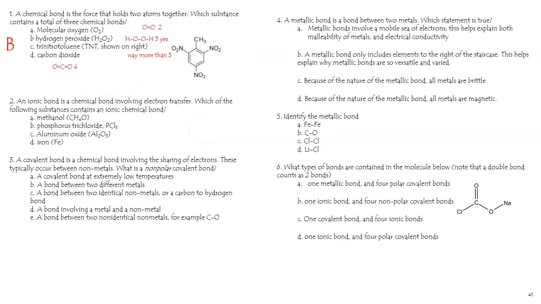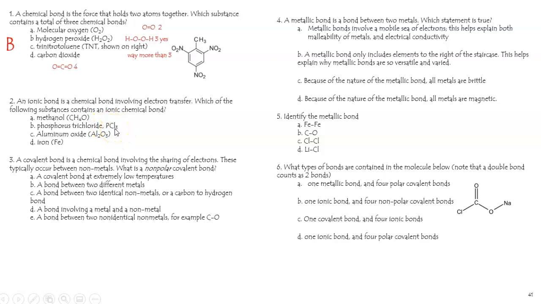Which of the following substances contains an ionic bond? Well, that's going to be a metal to a non-metal, unless they're cute and throw an ammonium something in there. Methanol, and remember, hydrogen is not a metal. Nah, it can't be, no metal present. PCl3 can't be, no metal present.